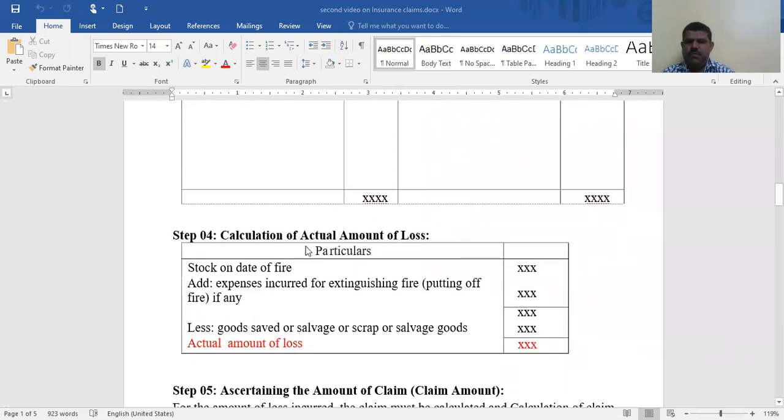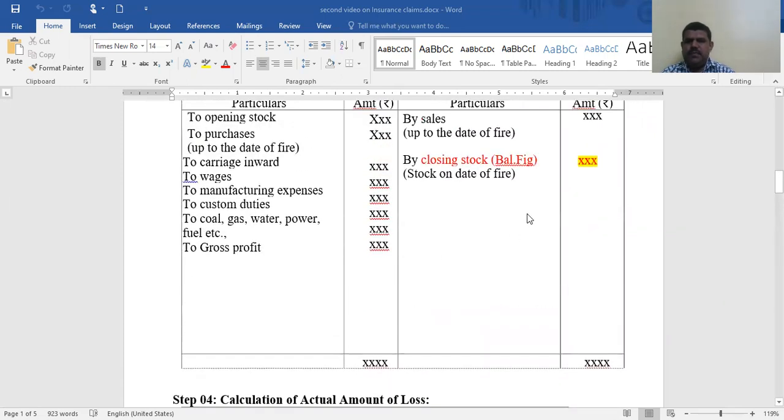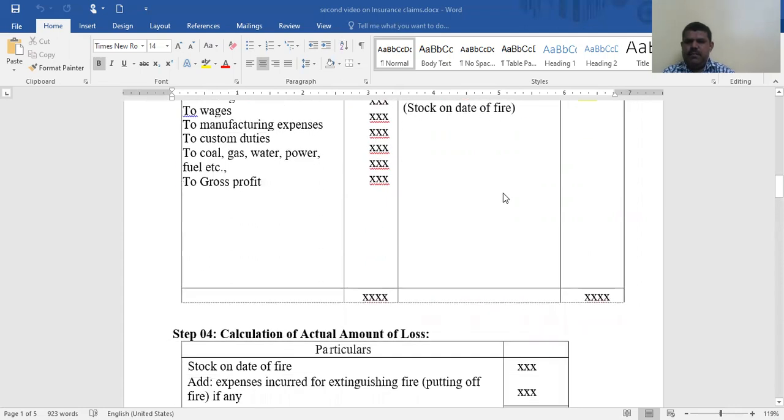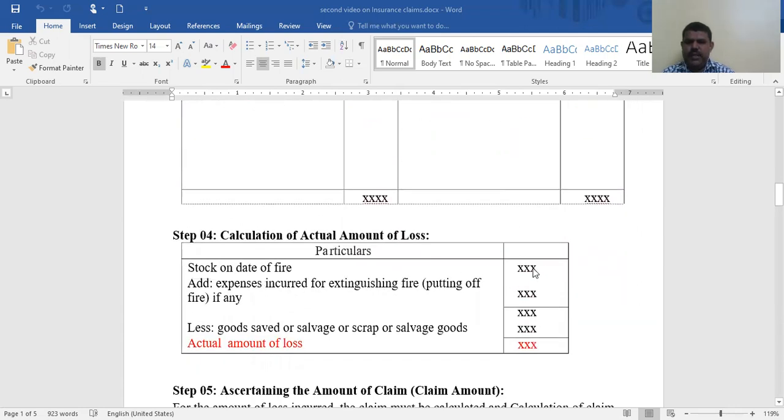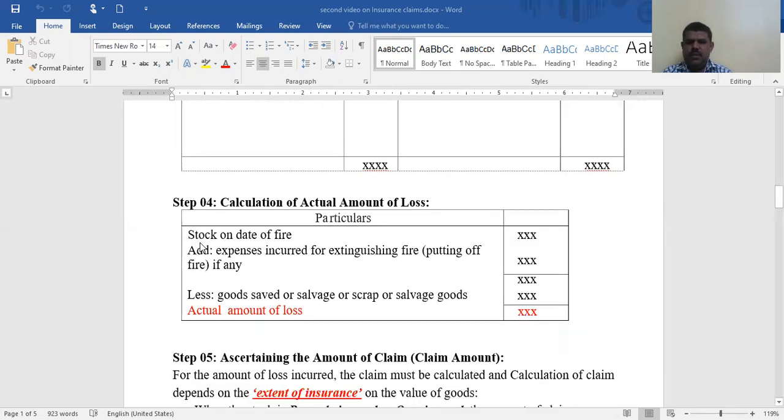Then we have step number 4, how to find the actual amount of loss. Get the answer from the previous step, that is, stock on the date of fire. Write that down: stock on the date of fire. To this add any expenses incurred for putting off the fire, then minus any goods saved from the fire. We also call this scrap value, or salvage. So any goods saved from the fire we need to deduct to get the actual amount of loss. This is step number 4.